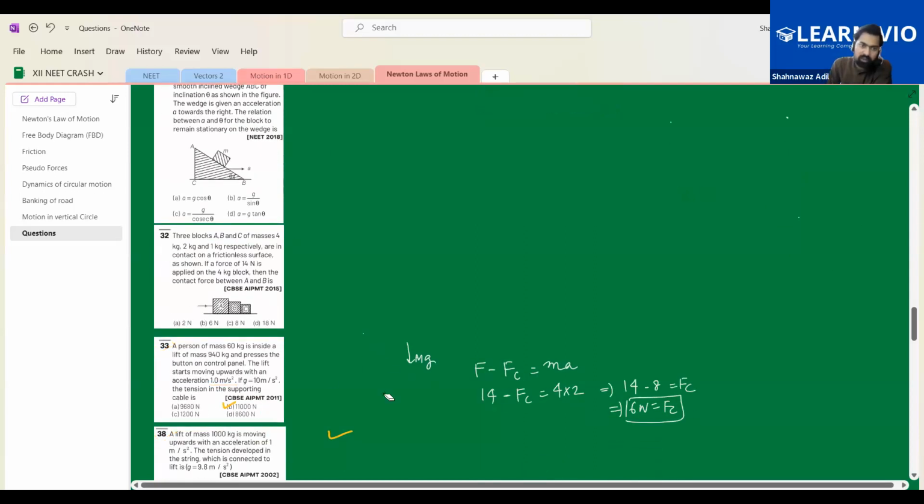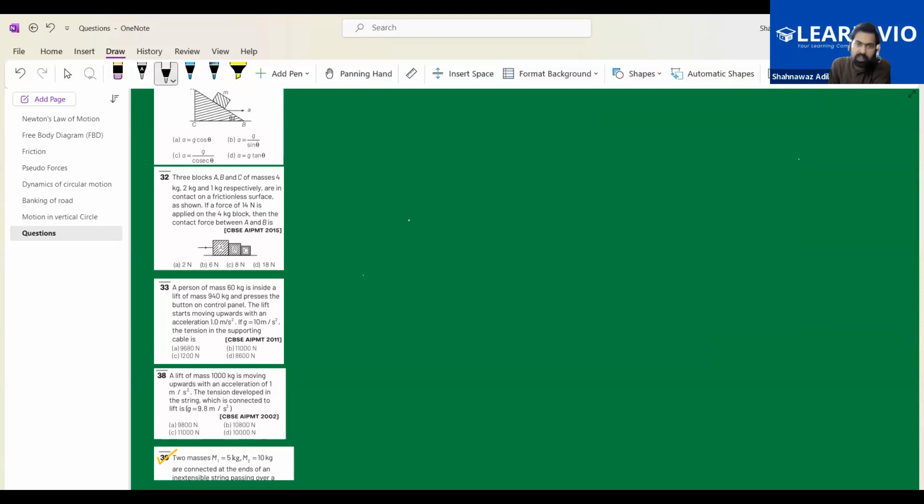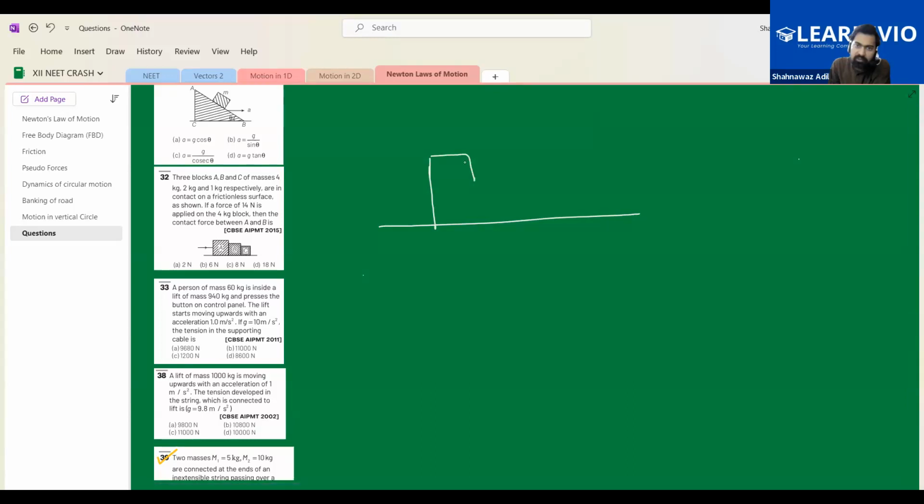Okay, so now let's see three blocks A, B, and C. We have the surface and 3 blocks. So A, B, and C, 3 blocks are placed, and one force is applied in this direction, and that is how much? 14 Newton. So 14 Newton force is applied. Then all these three would move together. So they will have the same acceleration, right?